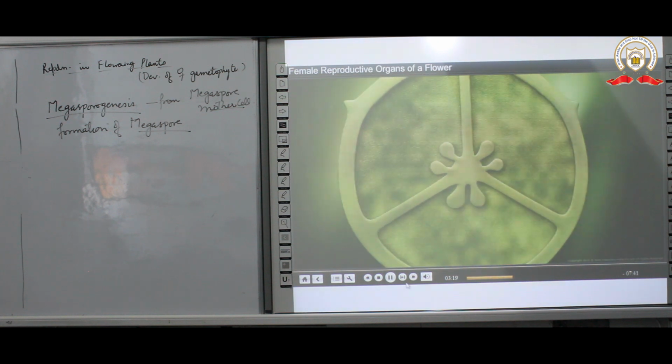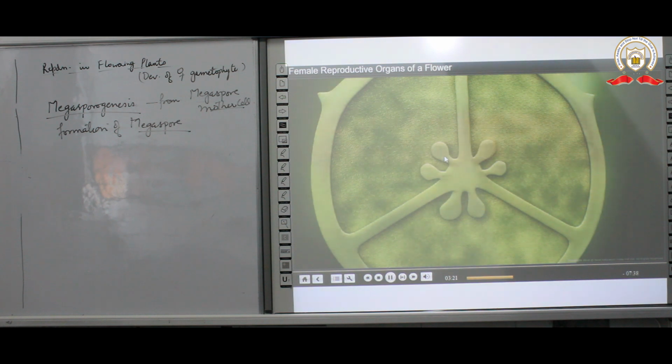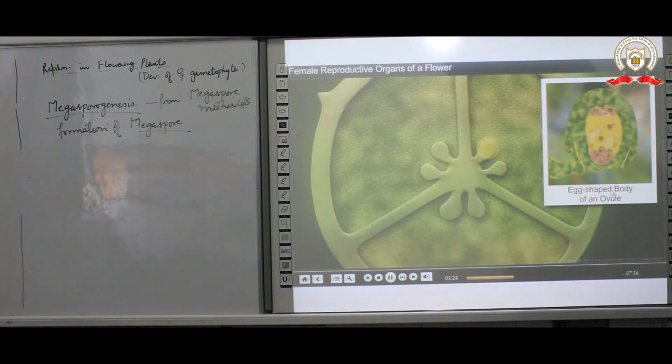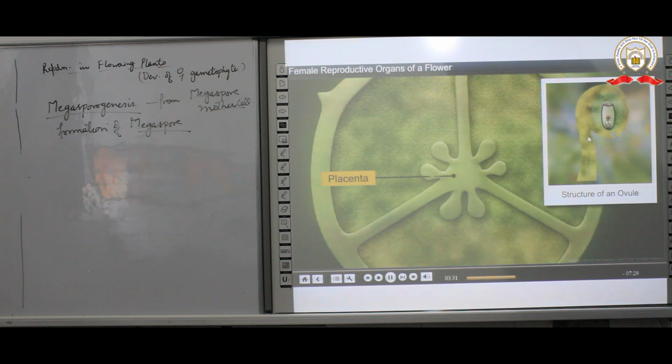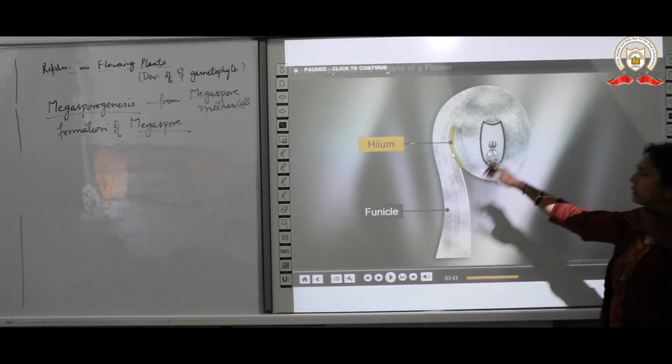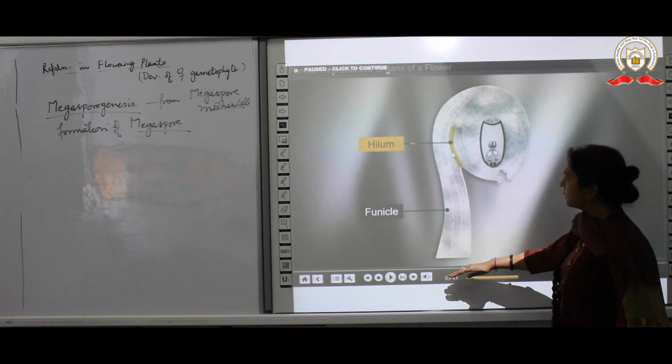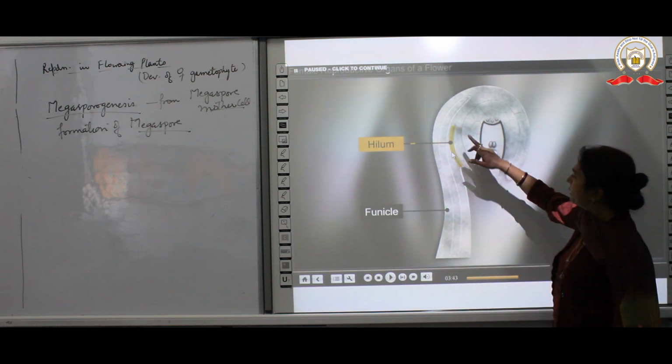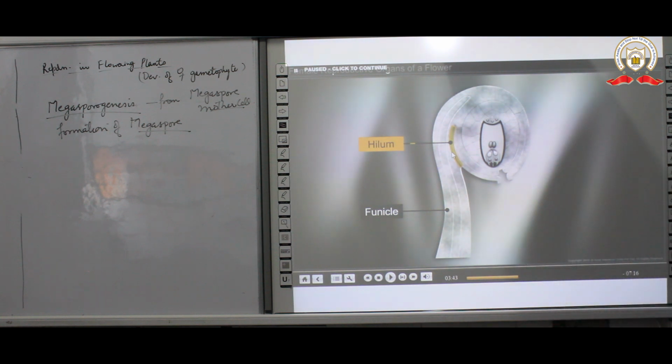The ovule, considered by botanists as the forerunner of the seed, has an oval or egg-shaped body. It remains attached to the placenta by a stalk called the funicle. Now you can see, we discussed the funicle. In fact, this is the funicle. The body of the ovule fuses with the funicle in a region called the hilum. The funicle on which the ovule is raised, at the base is the placenta, and the fusion of the ovule with the funicle is at the hilum.